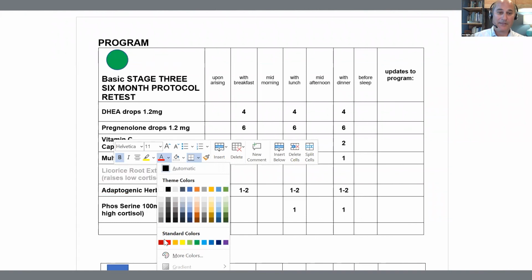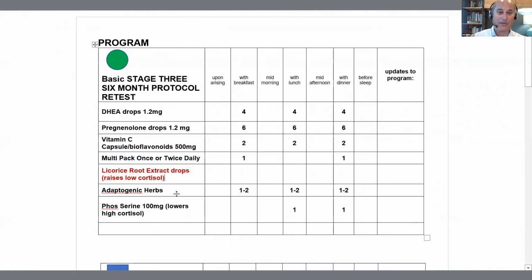We'll turn this red so we know we're not going to do that. That one we're taking out because you don't want to use licorice root if cortisols are high. Licorice root is also, just as a random factoid, contraindicated in people that have high blood pressure. So you never want to use licorice root if the person has high blood pressure, okay?